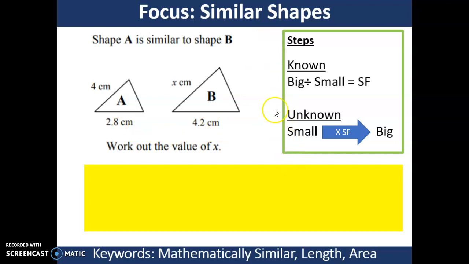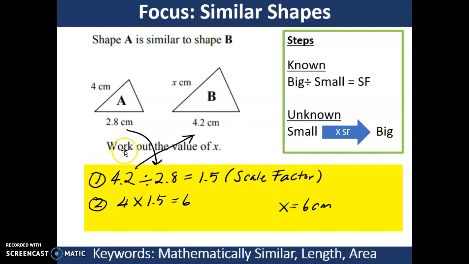So here are my steps. In order to find a scale factor, we got to take the big divided by small. So in this case, the bigger length divided by smaller length, because they're both corresponding. Once you find the scale factor, you need to decide if you're going to go from small to big or big to small. Because in this case, we're going from small to big, because we need to find the bigger unknown. We would then multiply by scale factor.